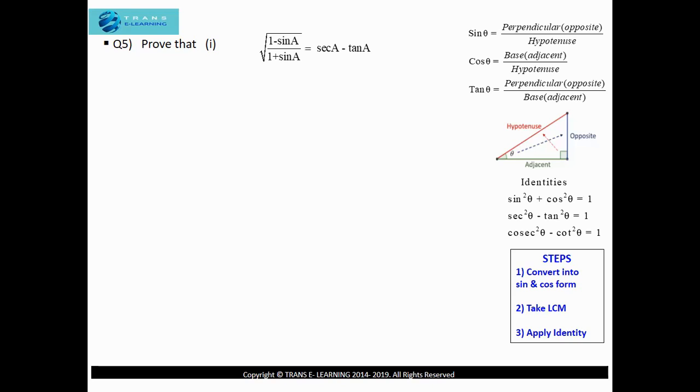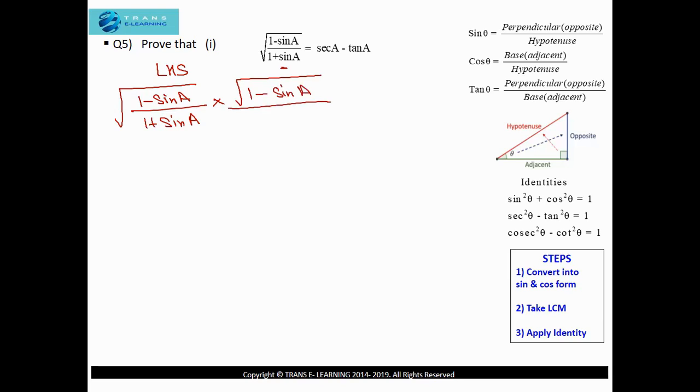Now the next question. In that, we have to prove that square root of 1 minus sine a upon 1 plus sine a is equal to secant a minus tan a. I will be solving this question by taking the left hand side and rationalizing the denominator. That means I will be multiplying the numerator as well as the denominator with square root of 1 minus sine a. So here I am writing square root of 1 minus sine a in the numerator as well as in the denominator.